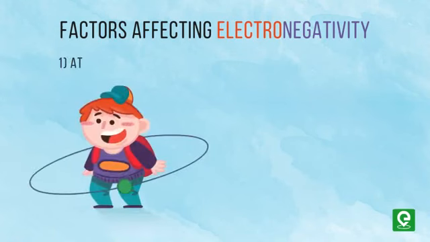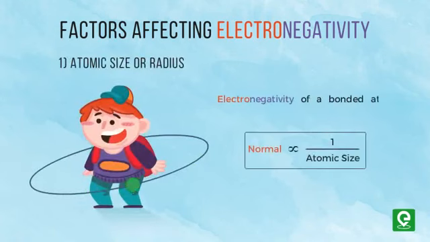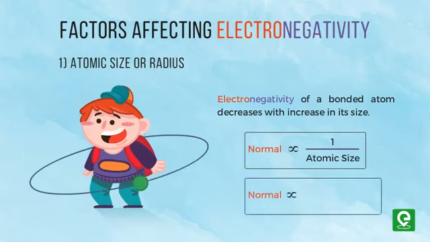Different factors affecting electronegativity of an atom are: Number 1. Atomic size or radius. Electronegativity of a bonded atom decreases with increase in its size. Shielding effect is directly proportional to atomic size, therefore electronegativity increases with decrease in shielding effect.